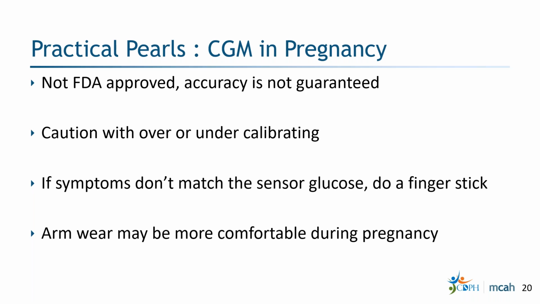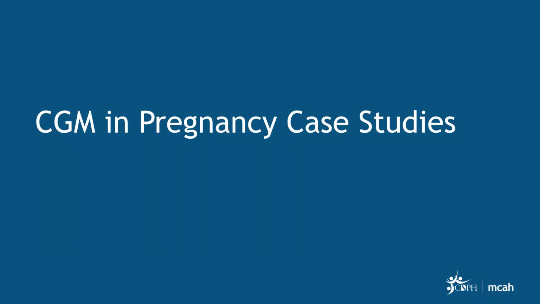So that's why I always reinforce, like, you got to wash your hands, make sure that technique is good. And then, a reminder about arm wear may be more comfortable during pregnancy, even though, again, that's not the FDA approved site for some of the sensors. We did have that study we talked about last time with the G6 in particular, showing the accuracy was actually better on the arm. And that often is more comfortable than wearing it on the abdomen in pregnancy.